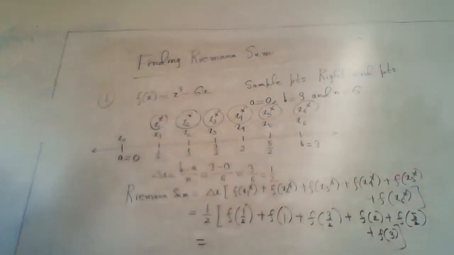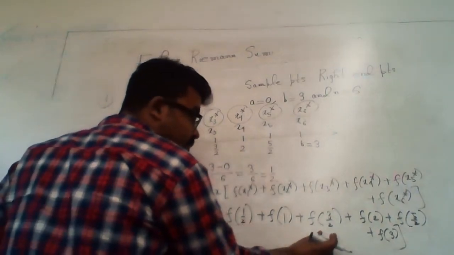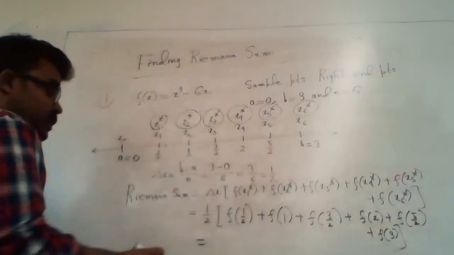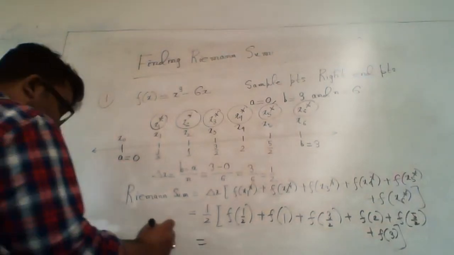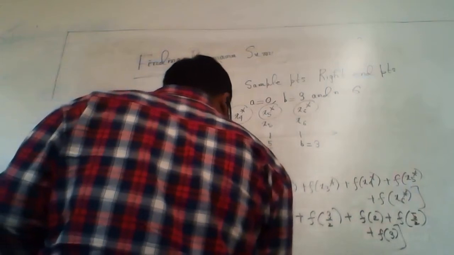So if you put these values, that is if you compute out f of half, f of 1, f of 3 by 2, f of 2, f of 5 by 2, f of 3, by putting them in the function, the final result which you will get, I have just computed out, is minus 3.9375.